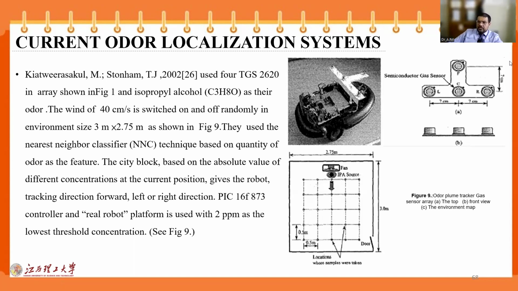Otherwise, when you are on the left side, it means that the concentration is higher there. When the right side is higher, it means the odor source is on the right side, and the robot should move that way. From this, I took the good idea and I use it in my system, which I will show you, but I extend the array later.